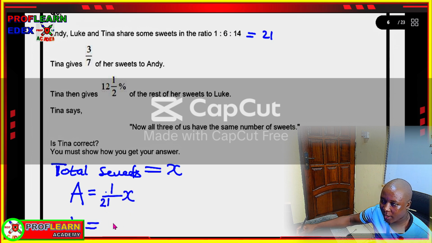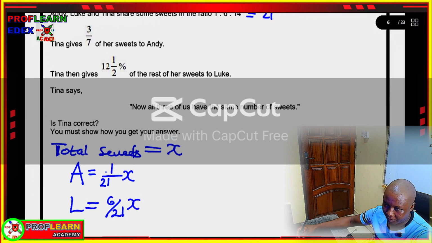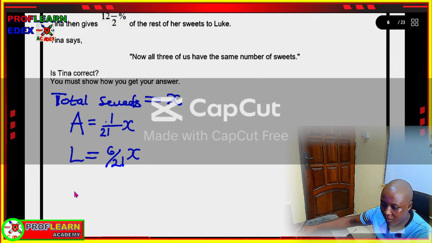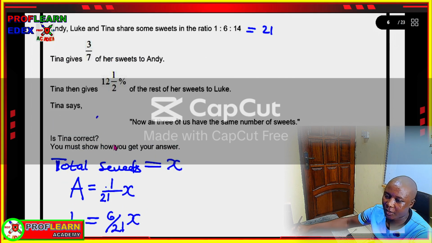Luke is going to get 6/21 of the sweets, and Tina is going to get 14/21 of those sweets. Then we are told that Tina gives 3/7 of her sweets to Hadi.